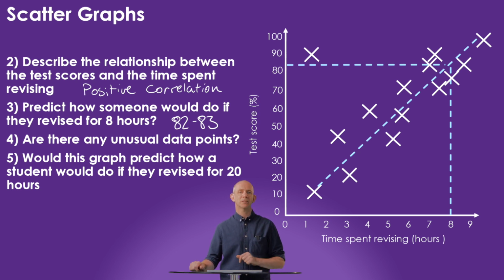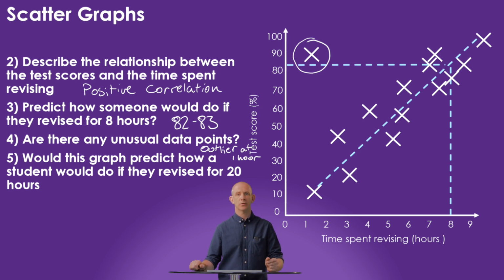Next, we're asked if there's any unusual data points. And if we look up from the 1 hour part, we can find someone who scored almost 90% after only revising for 1 hour. There could be many reasons for this. They may be extremely good at the subject. They may have cheated. They may have misunderstood the question when being asked how long they spent revising. More investigation is needed, but we can certainly state that this data point is an outlier.